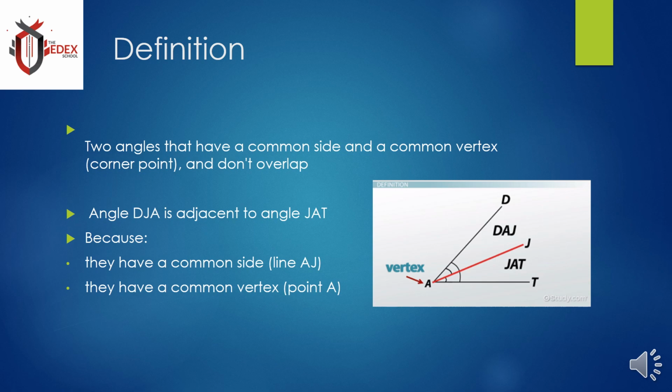there are two angles DAJ and JAT. These two angles share a common side which is AJ and a common vertex or a common corner which is A. So we can define adjacent angles: if the angles share a common vertex, a common side, and they don't overlap, those angles are called adjacent angles.